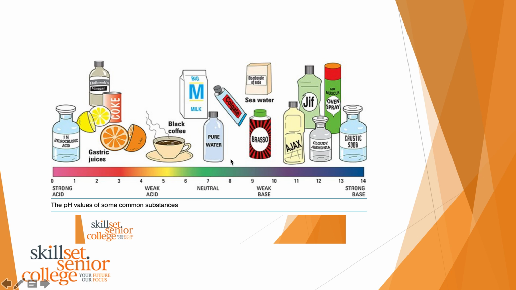Then above this we have the bases. So we have Colgate toothpaste, bicarbonate of soda, which you've seen already. Seawater is not acidic, it is basic. Brasso, so we're talking about cleaning products, and you'll see a lot of these cleaning products are weak to strong bases. If you use particularly strong cleaning products, they always say wear rubber gloves because these can still have a harmful effect on your skin.